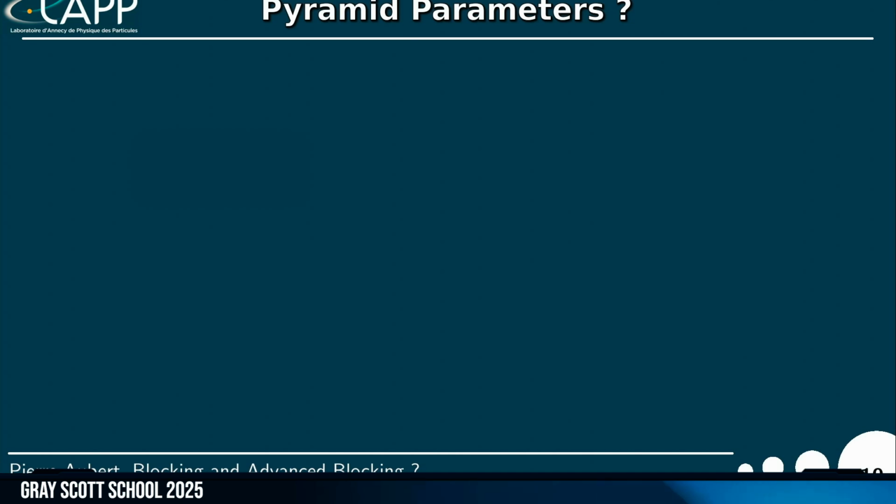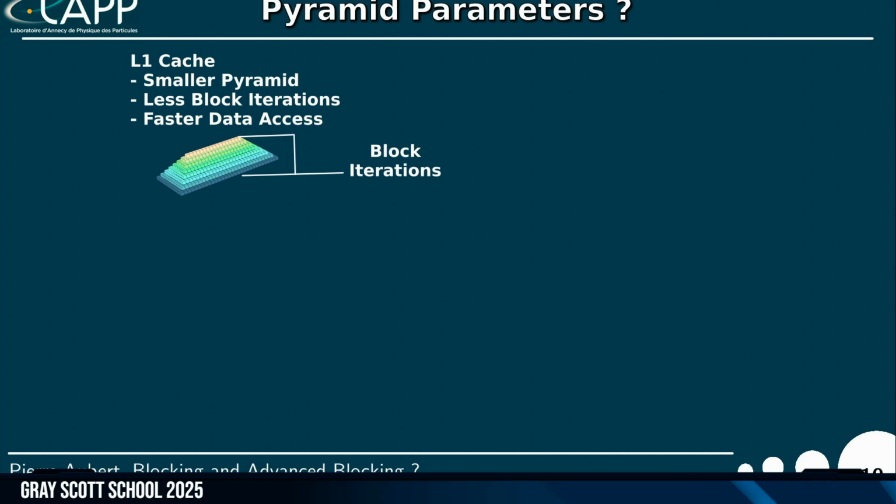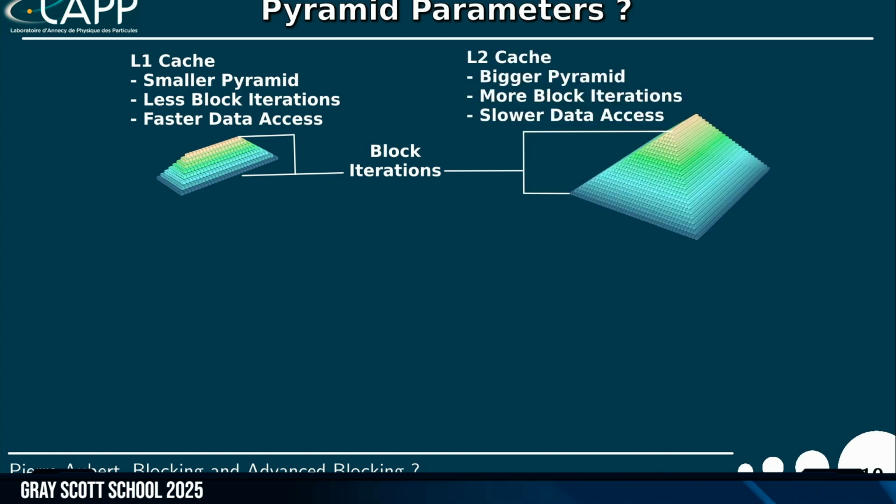And so we can ask ourselves, which parameter do we want to play with? First, I can do a little pyramid in the L1 cache, so it's a smaller pyramid. There are fewer blocks in iteration, for example, so I can go less in the future, but it's faster for data accessing. Or you can say, yeah, but L2 is better because, okay, it's a bit slower in data access, but I can have a bigger pyramid. I can go much further in the future. And it's always a balance, as always.